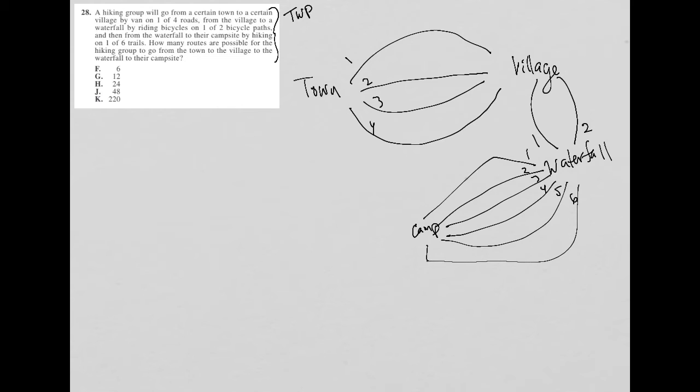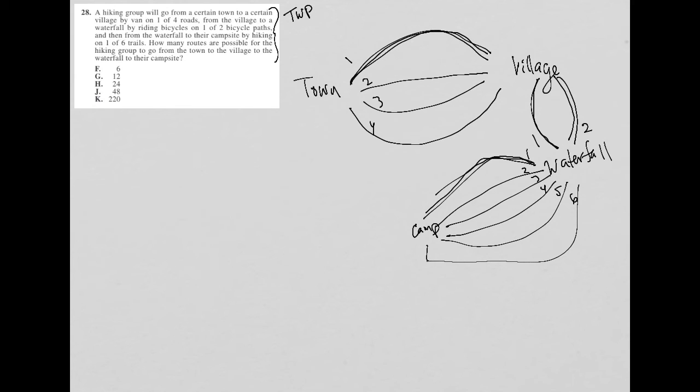How many routes are possible for the hiking group to go from the town to the village to the waterfall to their campsite? So what's great about this is we could spend a lot of time answering this question, really mapping out all the different ways, right? I can go down path 1, followed by path 1, followed by path 1, right? That's one way. But I can go down path 1, followed by path 2, and then path 1, right? So I can really trace out each of the ways. And if you were to do that, it would take a lot of time. But the visual here, like the drawing, actually would be extremely helpful in finding that answer.